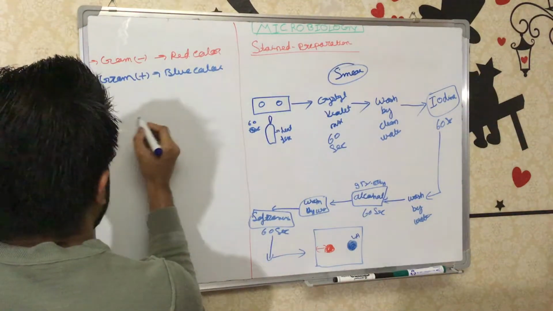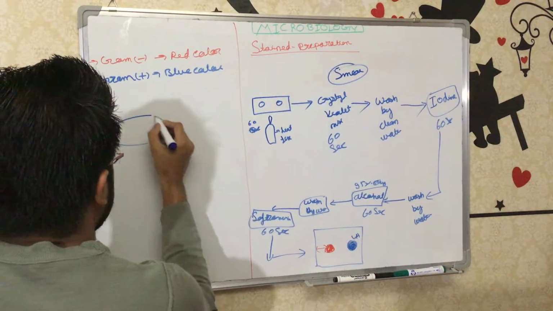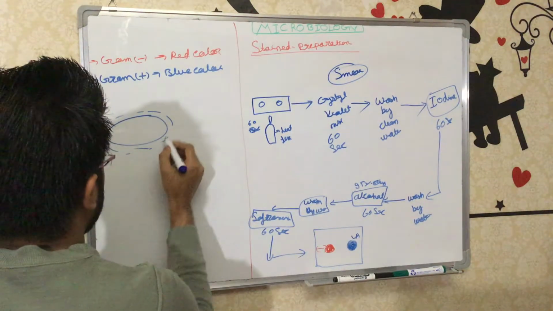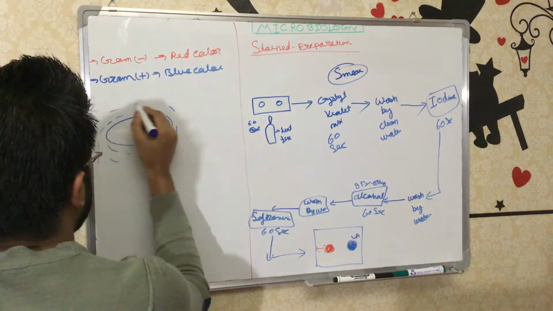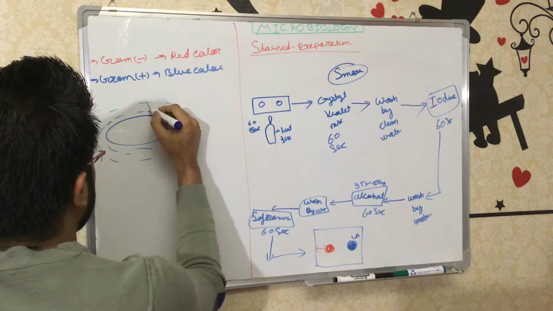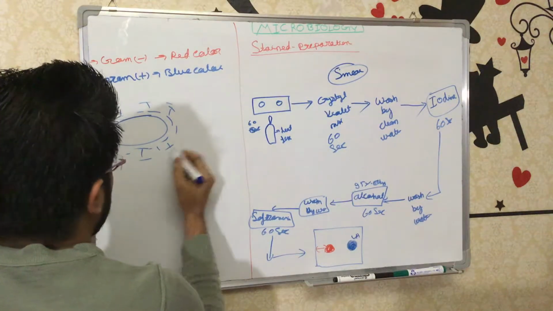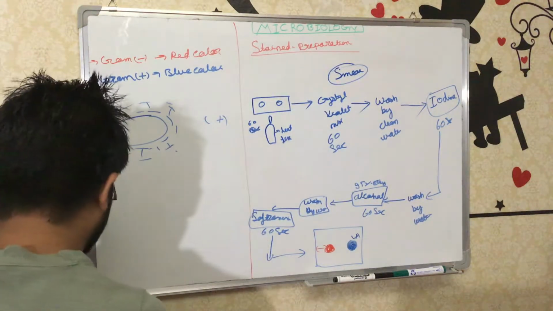We should make a bacteria here. So this is the bacteria. Think about this as the peptidoglycan layer, and the linkage between the peptidoglycan is the transpeptidase enzyme. So this is the transpeptidase. This is the gram positive bacteria.